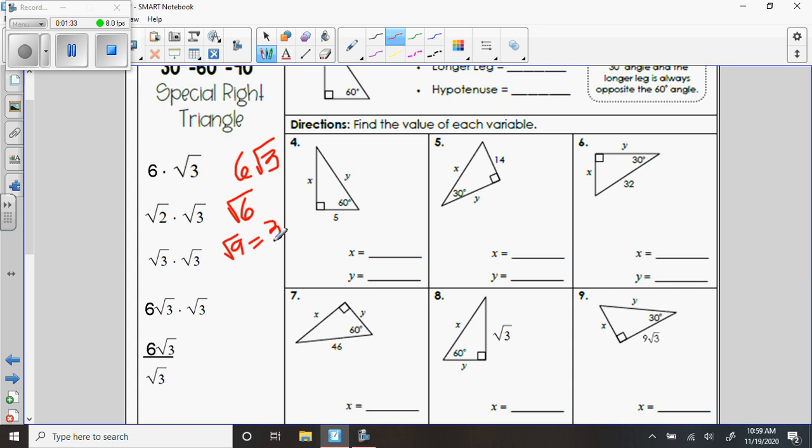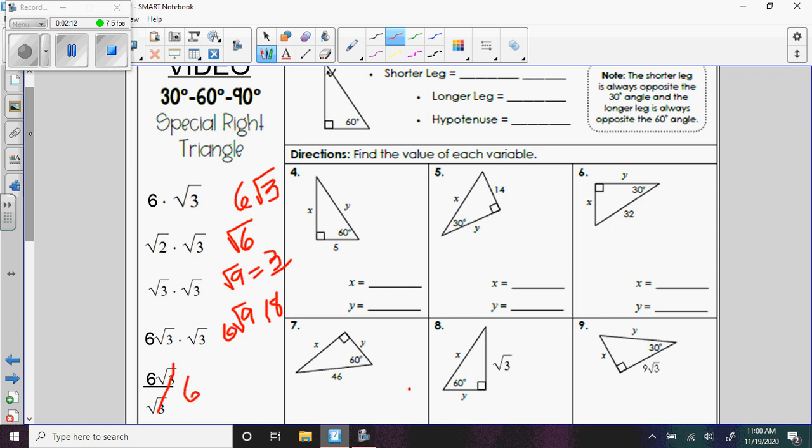All right, on this next one, we got 6 radical 3 times radical 3. So I'm going to multiply the like terms. That's 6 times radical 9, but we know already that radical 9 turns into 3. So this becomes 6 times 3, which is 18. That's your final answer there. And 6 radical 3 divided by radical 3, if you have the same exact thing on opposite sides of the fraction bar, they cancel out. And this answer would be 6.